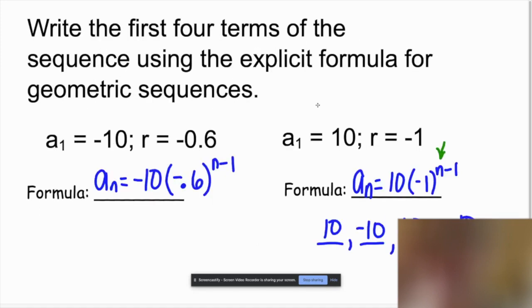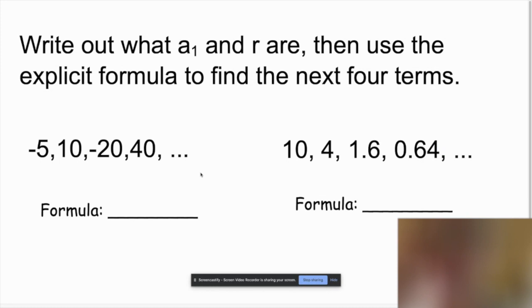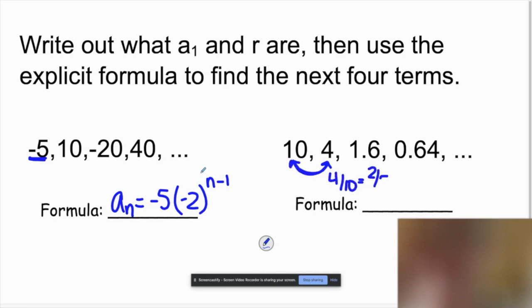Okay, so just like yesterday, I can give you the first term and the common ratio, or I can just give you the sequence. Either way, it's up to you then to say, in this particular case, our first term is -5. Our common ratio is -2 raised to the n minus 1. If you don't know how to go forwards, you can always go backwards. So 4/10 reduces to 2/5. So I can say my a sub n is equal to 10 times 2/5 raised to the n minus 1.